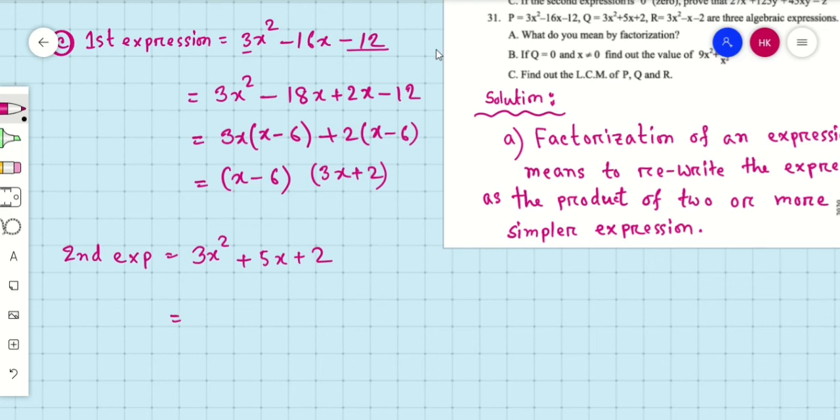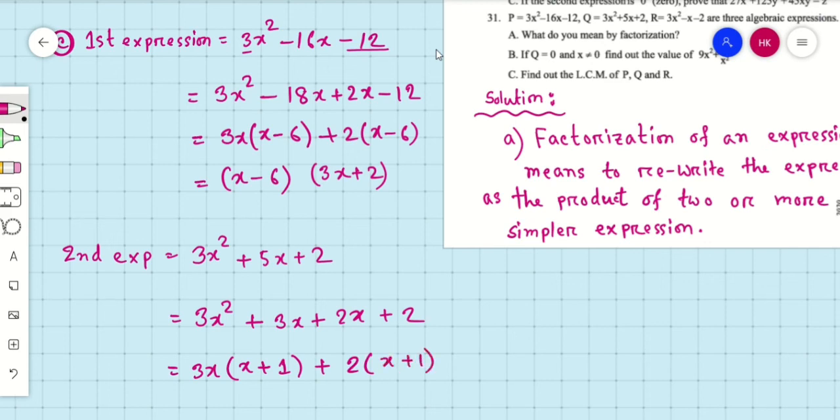We just do the middle term breaking as 3x plus 2x, as simple as that. We take 3x as common factor. Here we can write x plus 1, and here we can take common 2 as x plus 1. So the final factorization format should be x plus 1 and 3x plus 2. This was the second expression.